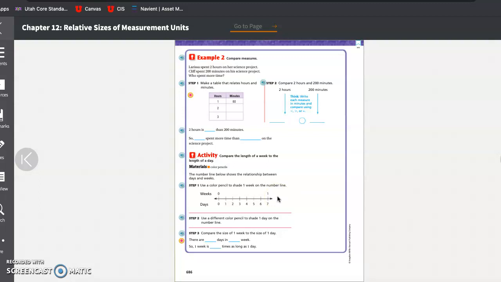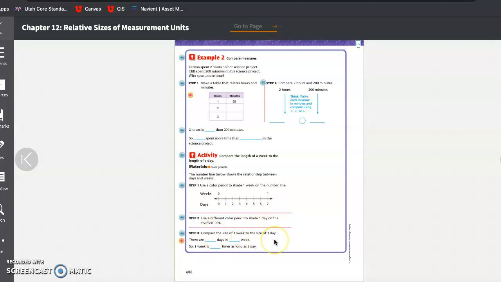You could have hours on top, and then you could have minutes on the bottom, where say you had 1 hour, 2 hour, 3 hour, 4 hour, 5 hour, 6 hour, 7 hour. And then down here, it would be 5-minute increments, right? It would go 5 minutes, 10 minutes, 15 minutes, 20 minutes. Sorry, I wish that I could draw that out. I'm working on trying to figure out how I can do that. So they're just comparing the size of 1 week to the size of 1 day.